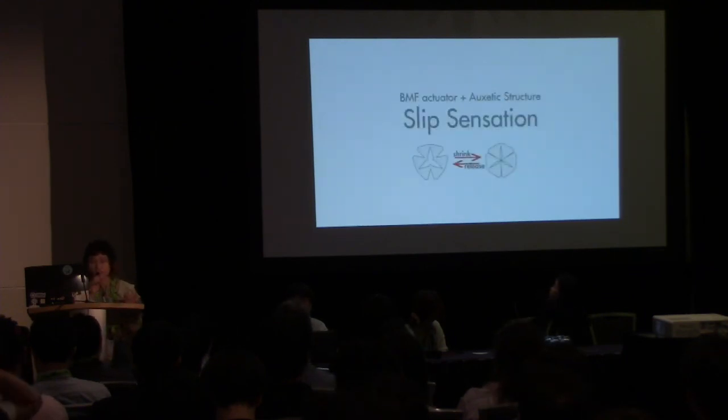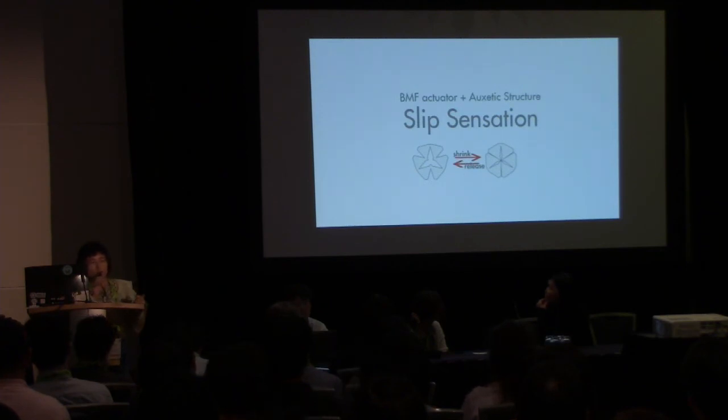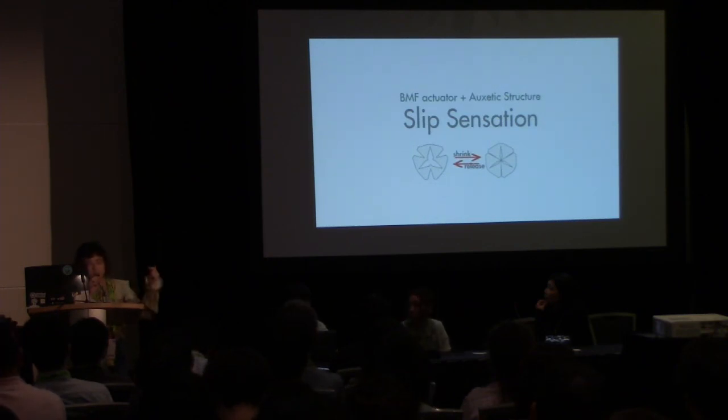Technically, I'm using the BMF actuator. BMF stands for biometal fiber. It is one kind of shape memory alloy, so it will shrink when you apply current to it. I also use it combined with an auxetic structure, a functional structure like the picture shows. If you apply force on one side, it will contract perpendicularly. This is how the technical part works to produce the slip sensation.